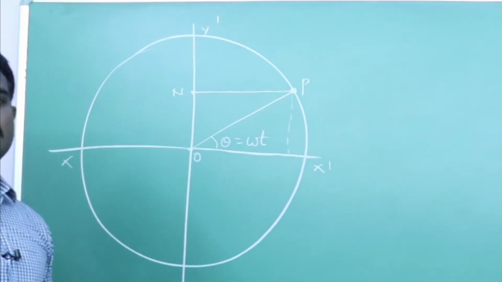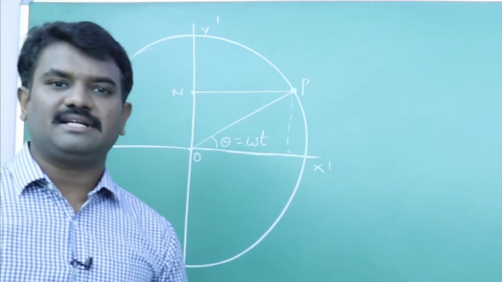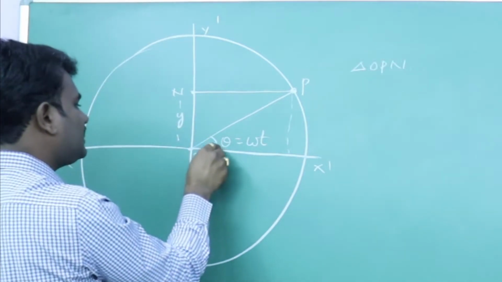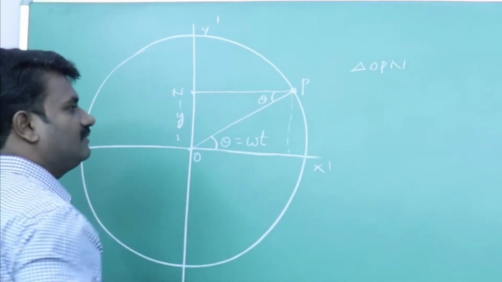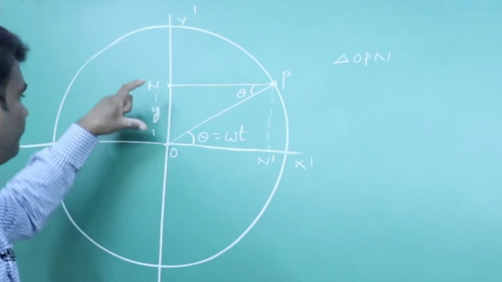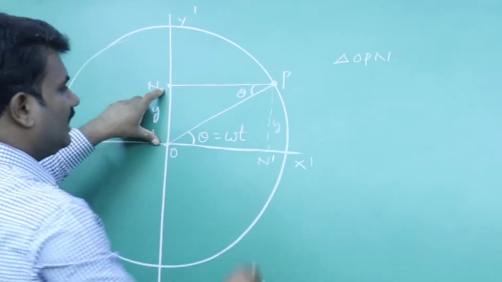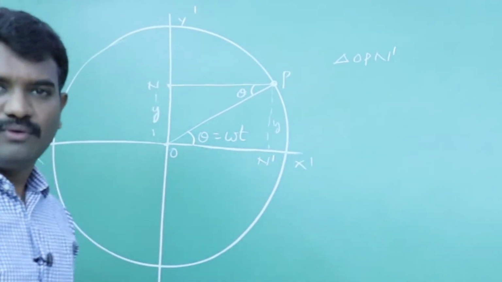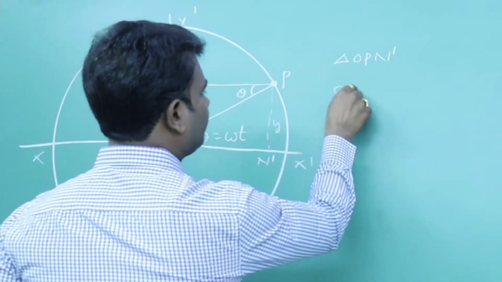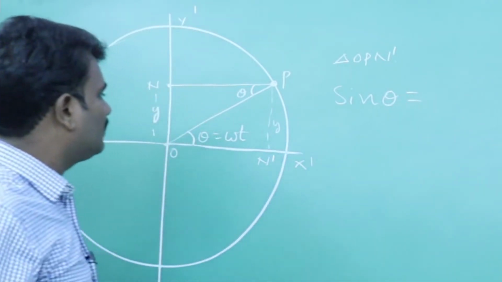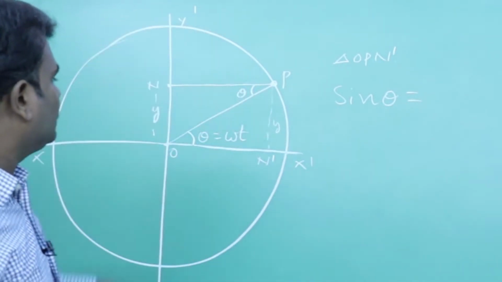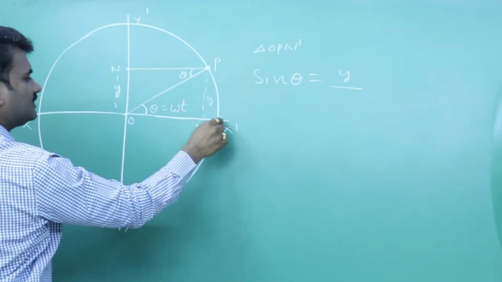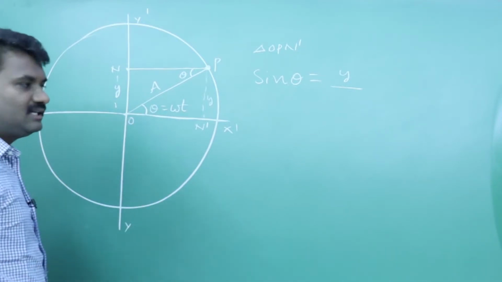When the angular displacement is omega into t, let us see the displacement of the projection along the y-axis. Say that is y. If this is theta, this is also theta. To find the value of y, I am going to take a triangle OPN dash. From OPN dash, what is sin theta? Sin theta is equal to opposite side by hypotenuse, that is y by what is our hypotenuse? It's nothing but the radius of the circle, that is a.